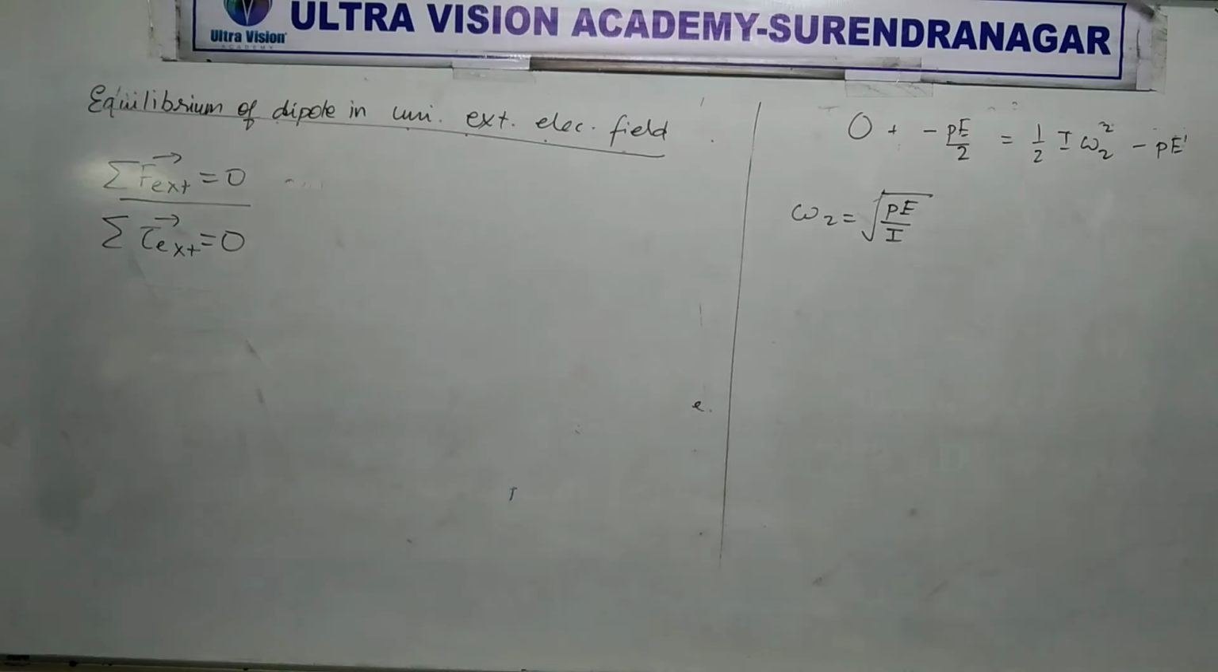Always true. A dipole placed in a uniform external electric field: total force is always 0. Okay, so this is always true. The torque — what about this? Now, how much torque acts on a dipole in a uniform electric field?